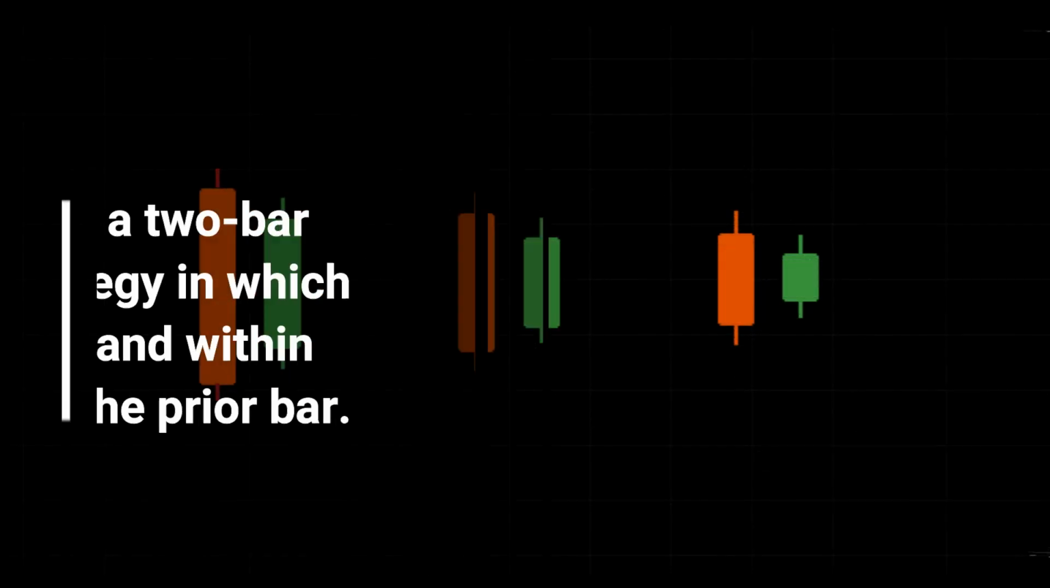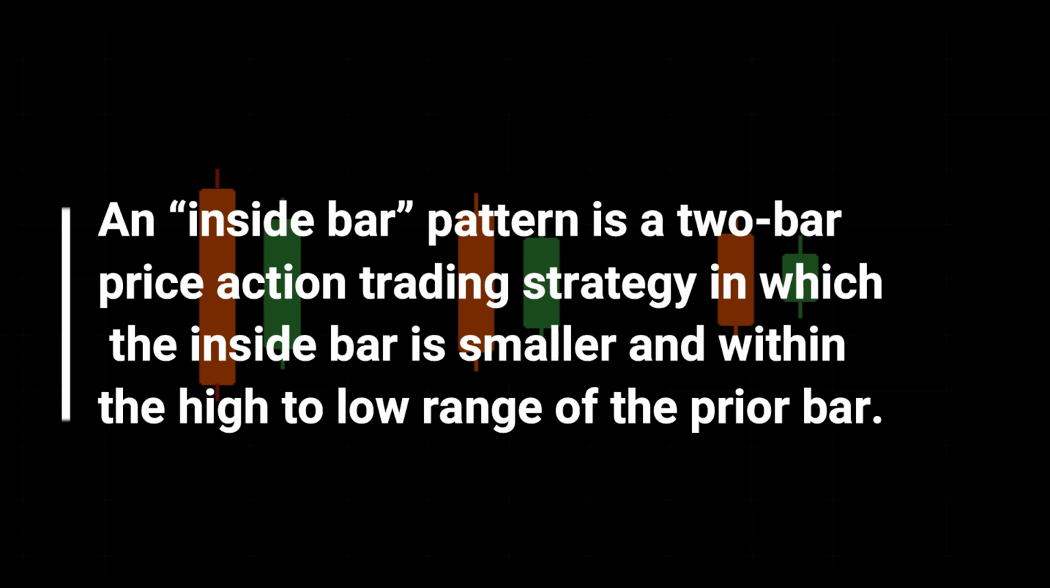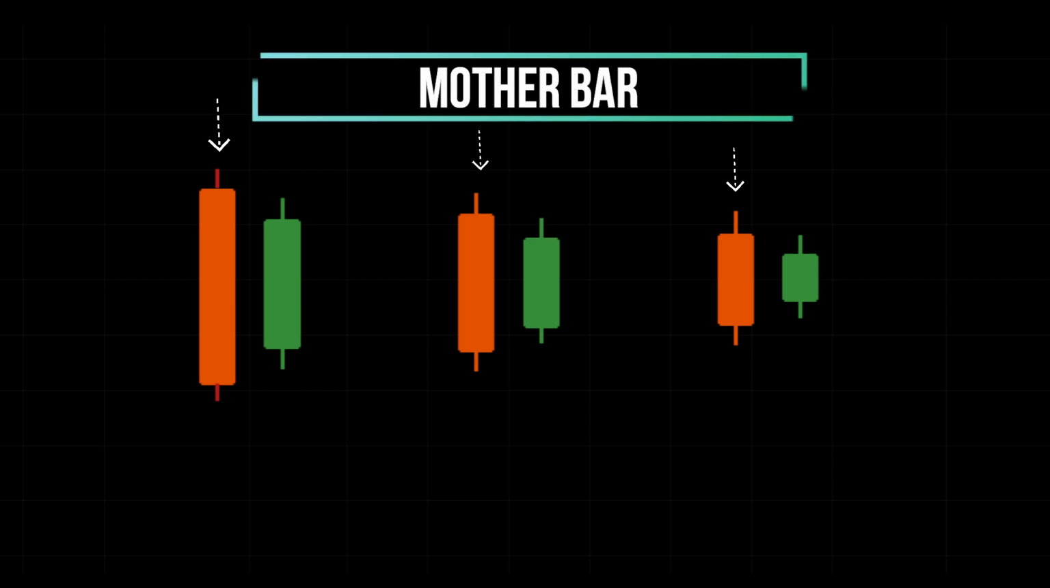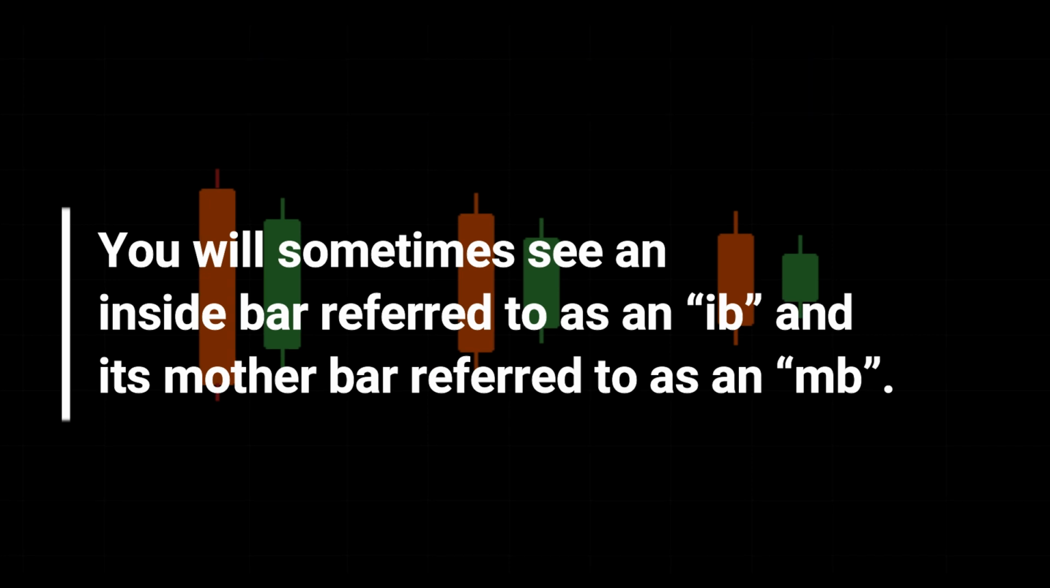An inside bar pattern is a two-bar price action trading strategy in which the inside bar is smaller and within the high to low range of the prior bar. The high is lower than the previous bar's high, and the low is higher than the previous bar's low. Its relative position can be at the top, the middle, or the bottom of the prior bar. The prior bar, the bar before the inside bar, is often referred to as the mother bar. You will sometimes see an inside bar referred to as an IB, and its mother bar referred to as an MB.